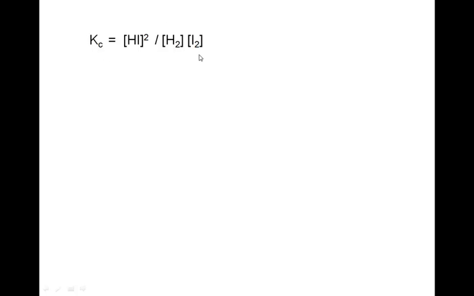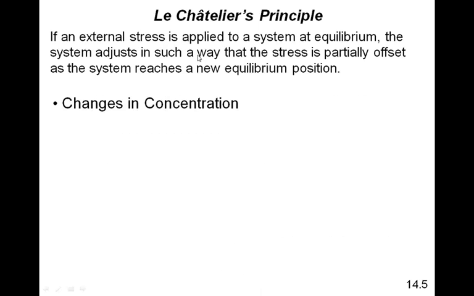So that means when we place a stress on the system, we want to reestablish that equilibrium because the law of mass action says that the concentrations of the products raised to their coefficients divided by the concentration of the reactants raised to their coefficients must always, no matter what, come out to be equal to the K sub C.